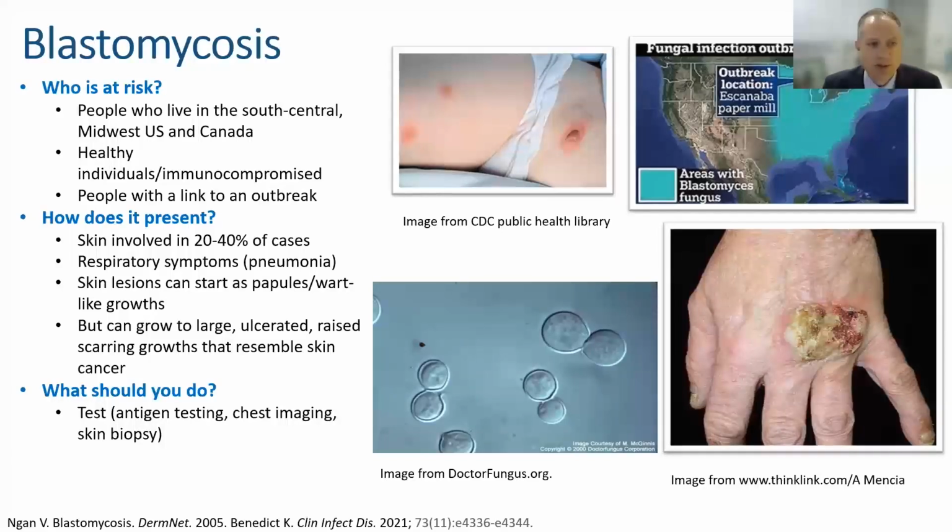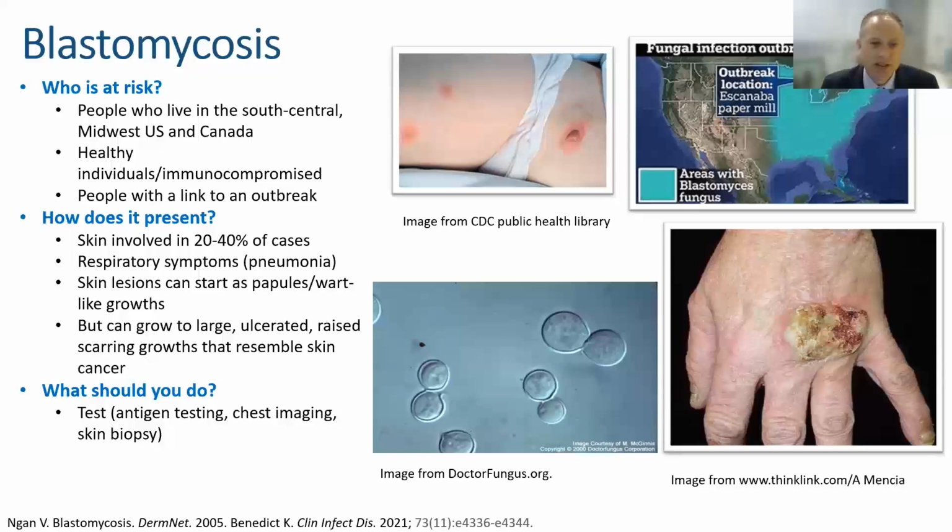But those at risk are typically those in the South Central Midwest, United States, or in Canada. It does affect healthy patients. You don't need to be immunocompromised to have blastomycosis. And we talked a little bit about this outbreak, but how does it present? These patients are going to have pulmonary disease or skin disease, and blastomycosis is a bit unique amongst the endemic fungal pathogens in that it does cause skin disease in a high number of the patients. So 20 to 40% of those with blastomycosis are going to have accompanying skin disease.